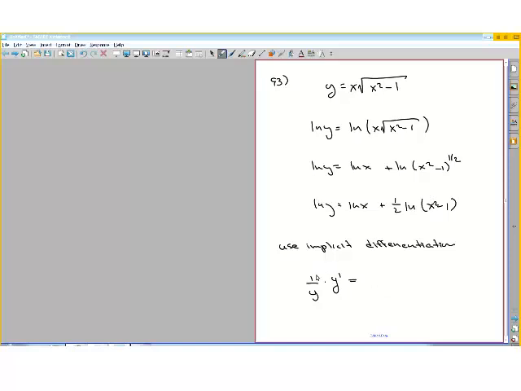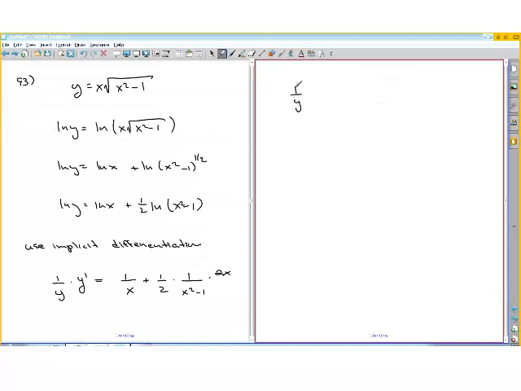So now we take the derivative of the natural log of y. We get 1 over y times y prime. The derivative of the natural log of x is just 1 over x. Then we get 1/2 times, okay, the derivative of the natural log of that quantity is 1 over that quantity times the derivative of that quantity, which is 2x. So we get 1 over y times y prime is equal to 1 over x plus, well, the 2's cancel out, so we get x over x squared minus 1.